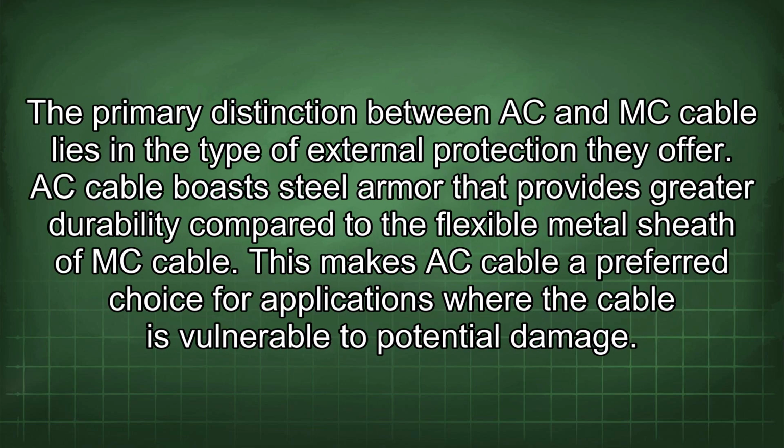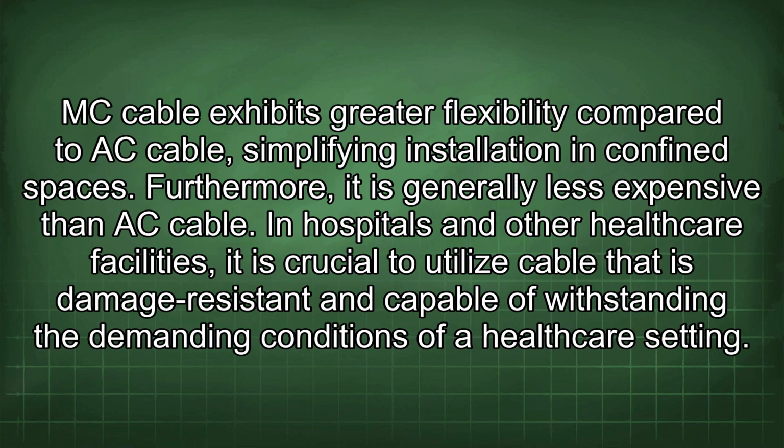The primary distinction between AC and MC cable lies in the type of external protection they offer. AC cable boasts steel armor that provides greater durability compared to the flexible metal sheath of MC cable. This makes AC cable a preferred choice for applications where the cable is vulnerable to potential damage. MC cable exhibits greater flexibility compared to AC cable, simplifying installation in confined spaces. Furthermore, it is generally less expensive than AC cable.